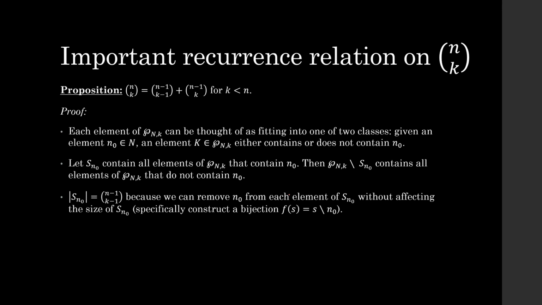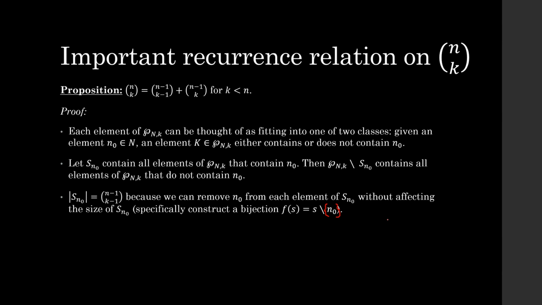Okay, so let's first look at the size of S n0. And I claim that it's equal to n minus 1 choose k minus 1. The reason I can do that is that I can remove the element n0 from each set inside S n0 without actually affecting the size of S n0. If you think back to last video, you can construct the bijection f(S) equals S remove n0. I've written n0 like this, but it should have a set around it because these are operations on sets, so let me clarify that. I'm not going to prove that this is a bijection, but it is. And so you can do that without actually affecting the size of S n0.